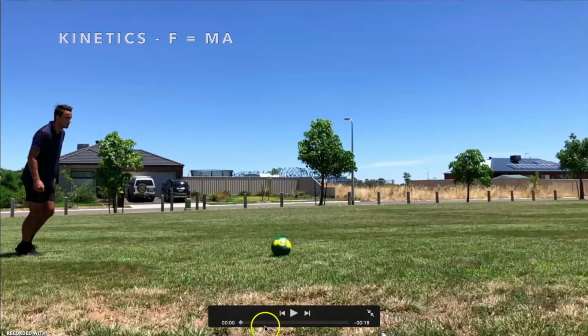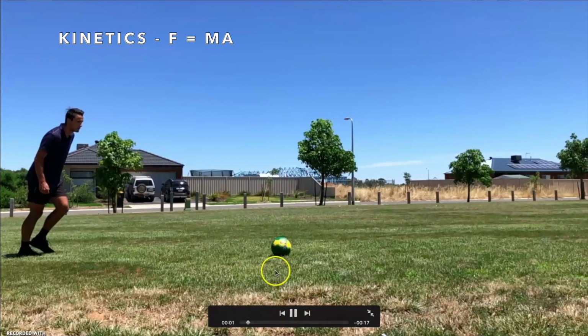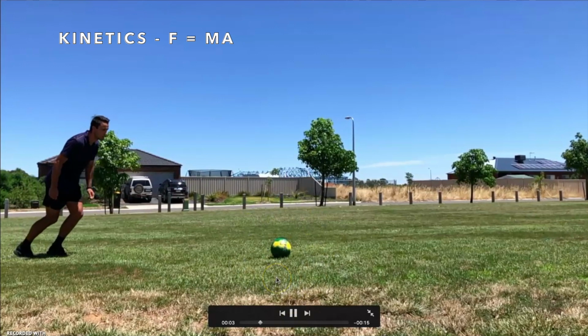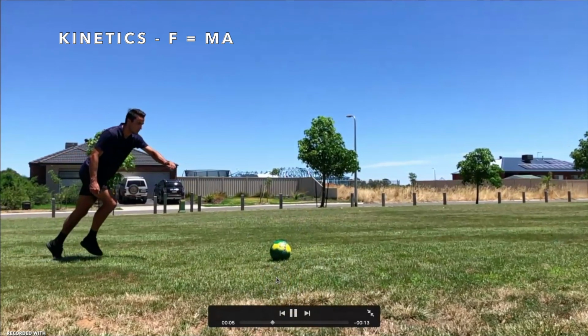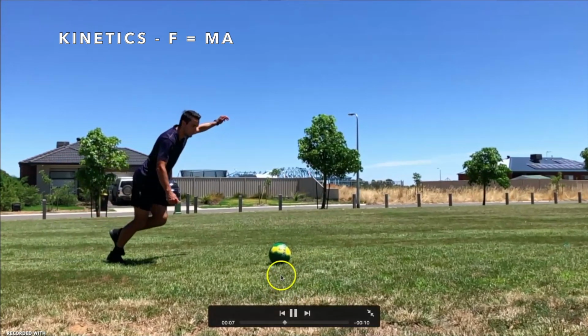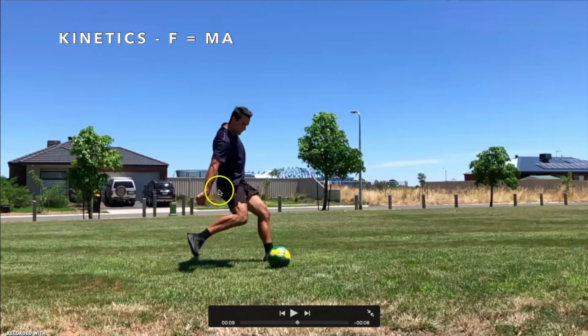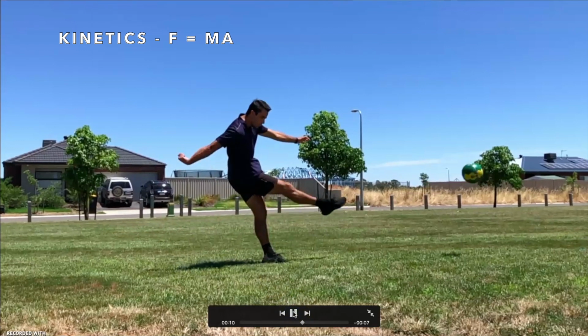So if we look at force equals mass times acceleration, Newton's second law, there's a force that's required to move this ball. So as I'm approaching, the 2 things that are going to move this ball, the mass on my leg times the acceleration is what produces the force to kick that ball.